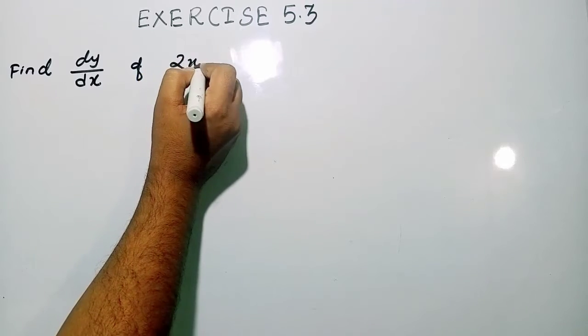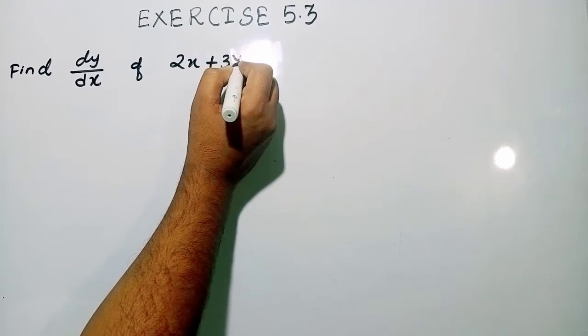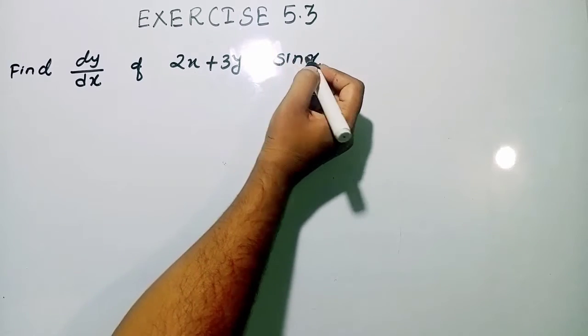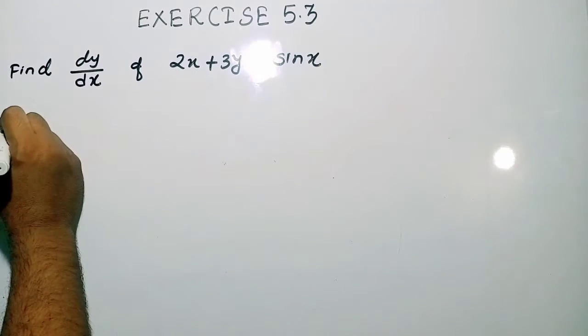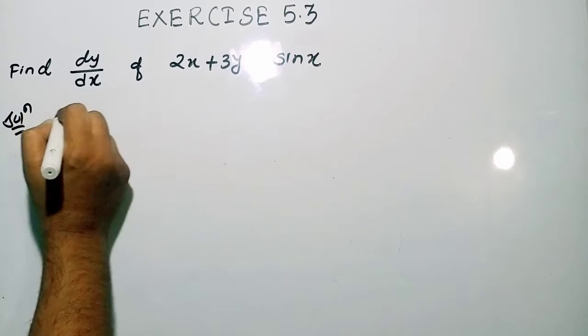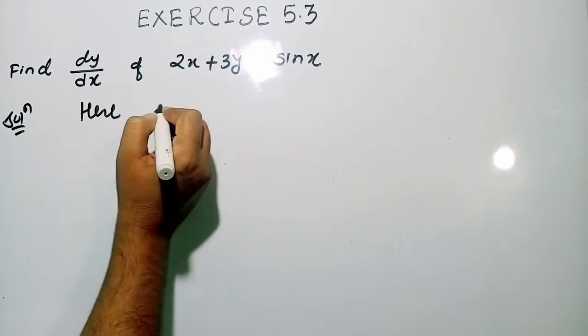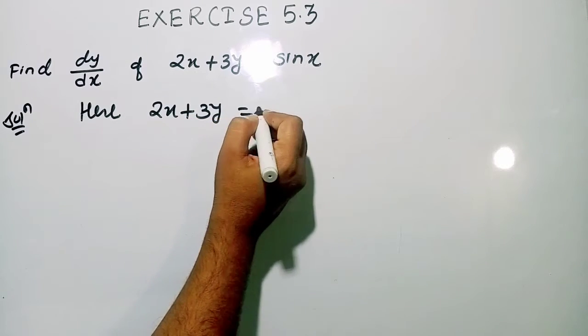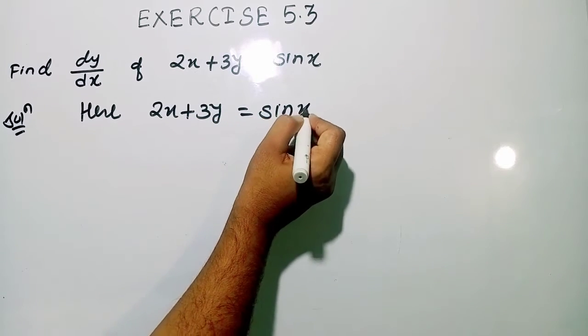Okay, let's start. Now the question is, find dy by dx of 2x plus 3y is equal to sin x. So students, here we have to find dy by dx. Here 2x plus 3y is equal to sin x.